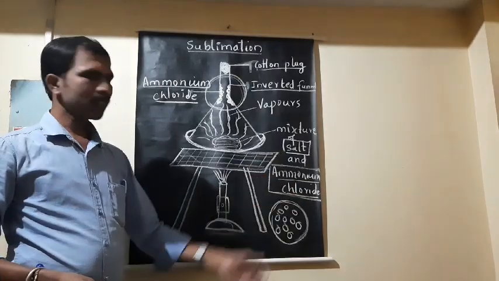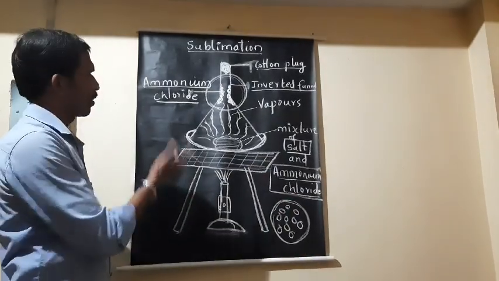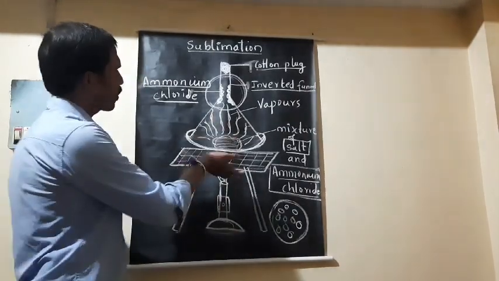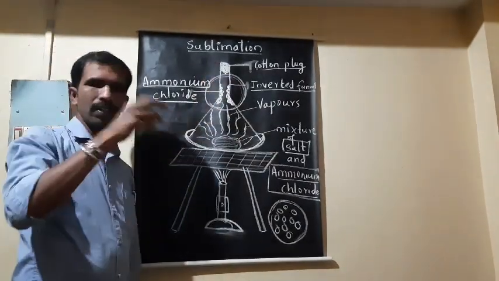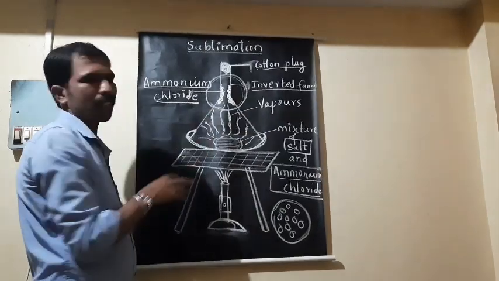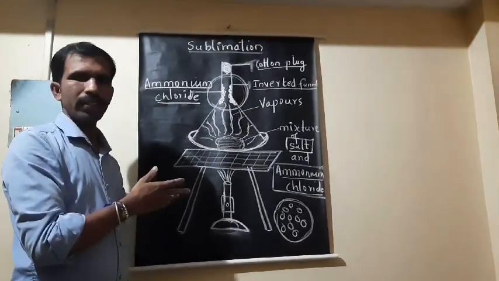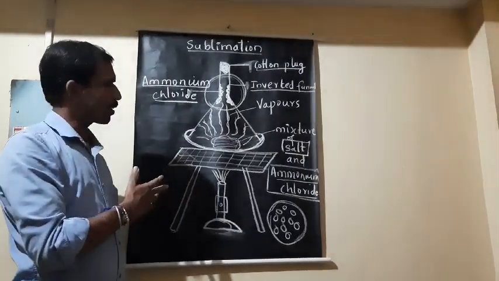So ammonium chloride is volatile in nature. See here, that will convert into vapors again. This is how it is done, sublimation. Go through this in your textbook. It is there. If you have any doubt, you can ask her.